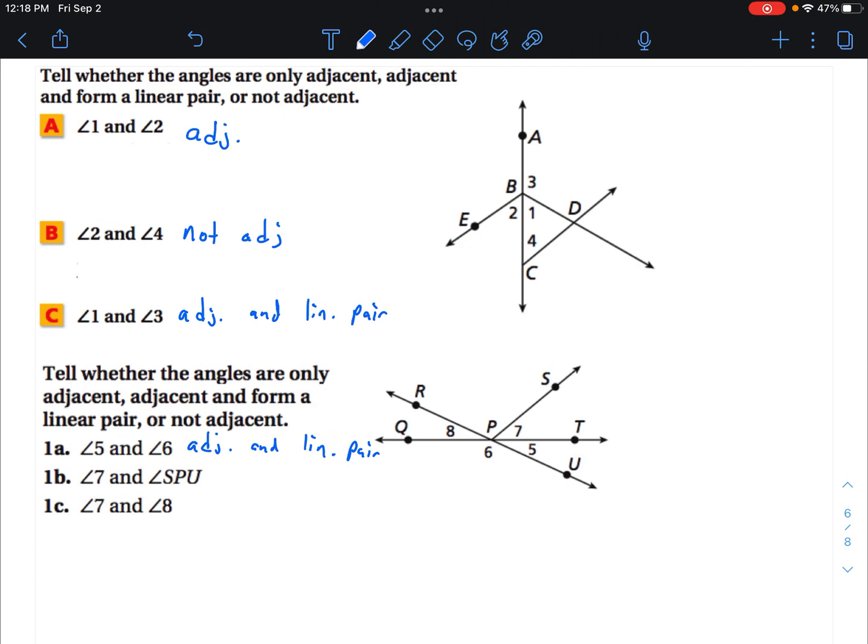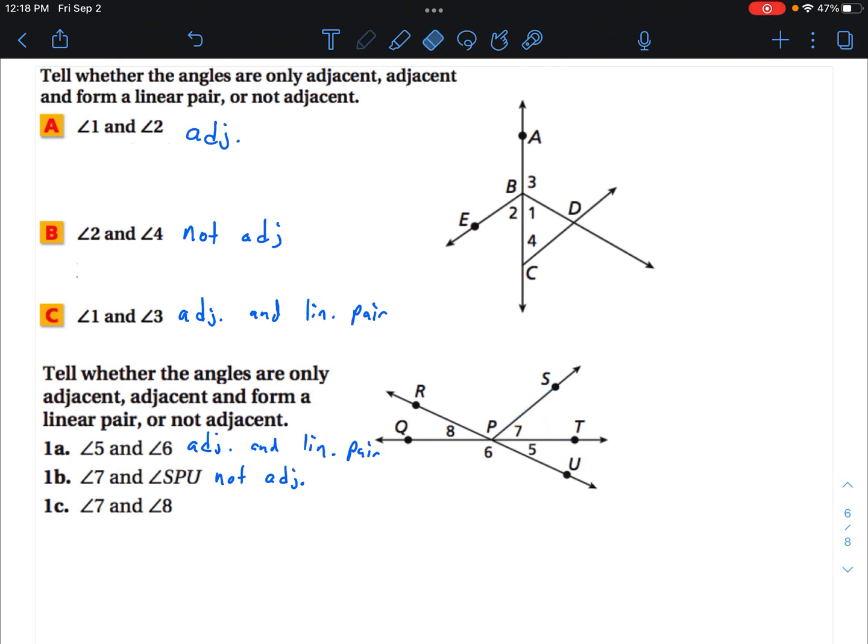Angle 7 and angle SPU. Okay, here's angle 7, right there in the blue. SPU, now SPU is this entire angle, and they're overlapping, which means they can't be adjacent. And of course, if they're not adjacent, they can't be a linear pair either, because a linear pair is adjacent.